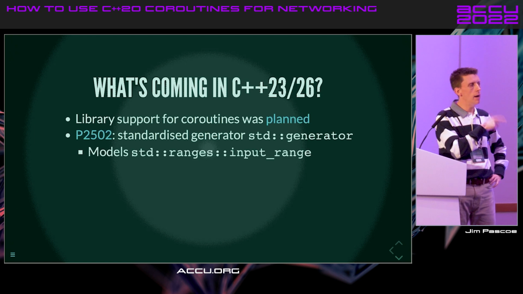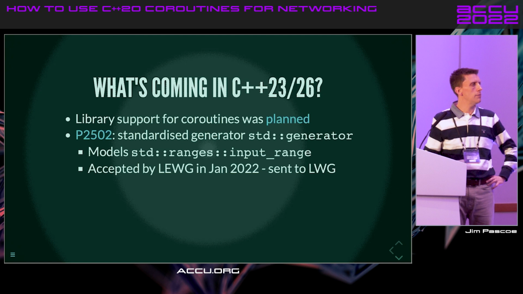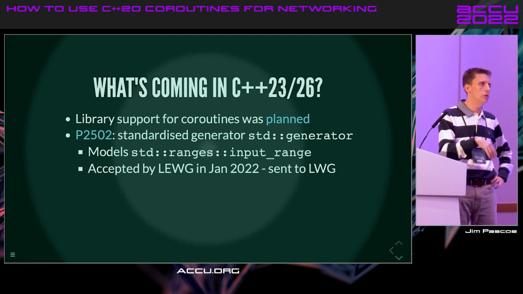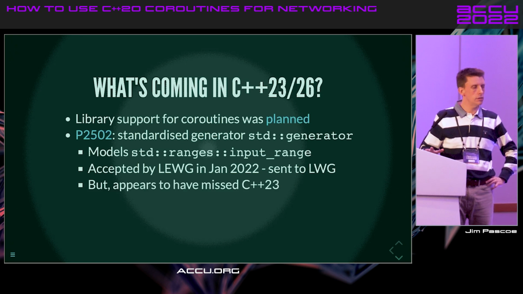It's a very good proposal, in my opinion. It models std::ranges input range. Have a look at it if you're interested. Like I said, accepted by the Library Evolution Working Group in January. It's been sent to Library Working Group. Looks like it's missed C++23, but like I said, I've got my fingers crossed. Guy knows a lot more than I do.